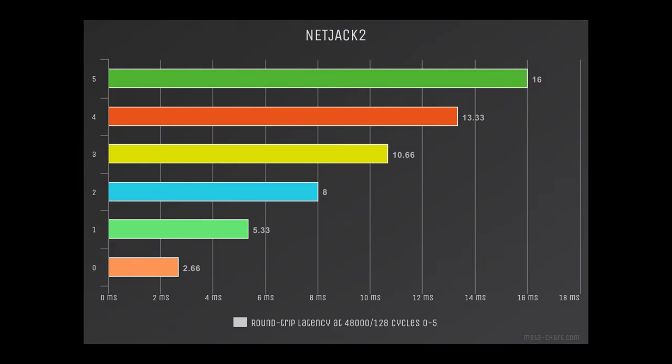Netjack deals with latency with cycles. You can choose 0 through 5, 5 being the default, and of course the highest. At 5 cycles, you're dealing with a mere 16 milliseconds of round-trip latency, and that's cut in half at 2 cycles. You can even get below 3 milliseconds of round-trip latency if you're feeling adventurous.